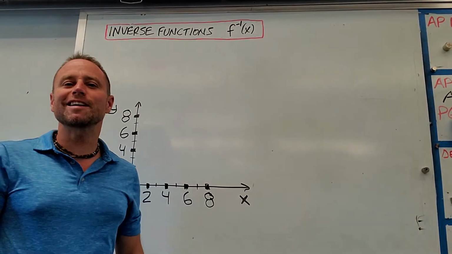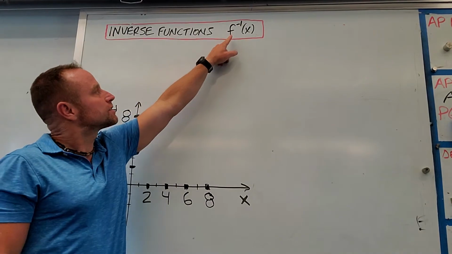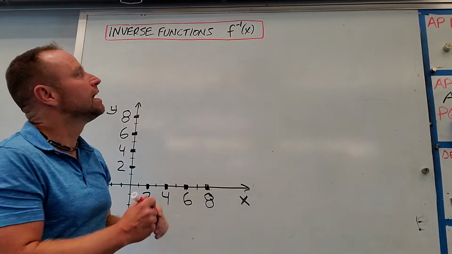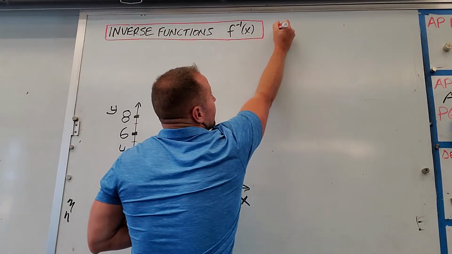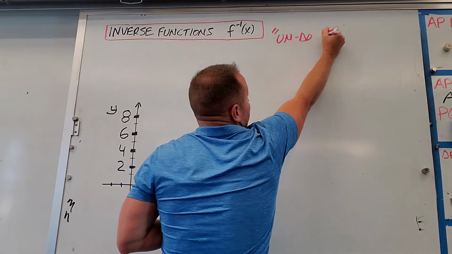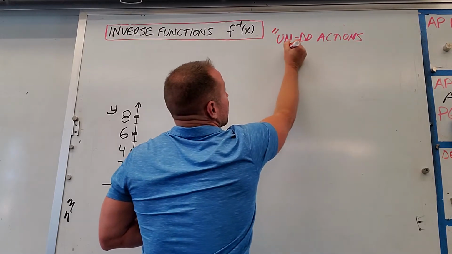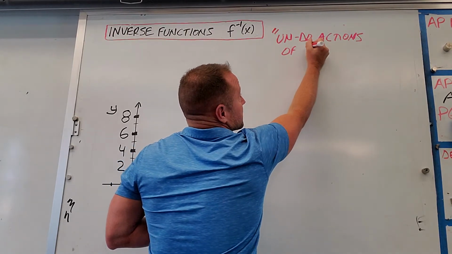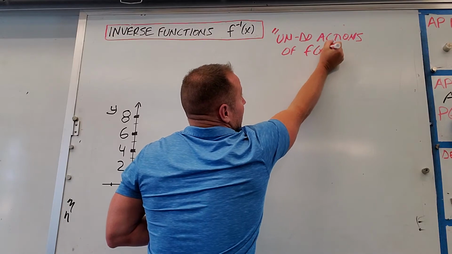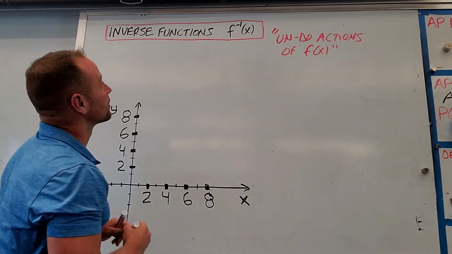All right, my friends, let's take a look at what are called inverse functions. What inverse functions do is they undo the actions of a function. So let's say they undo the actions of a function f of x. To see exactly what I mean by that, let's look at a particular example.